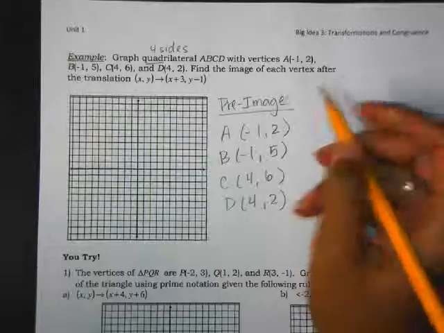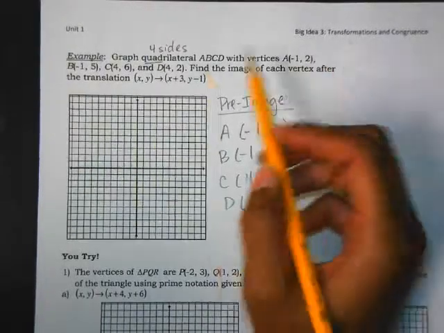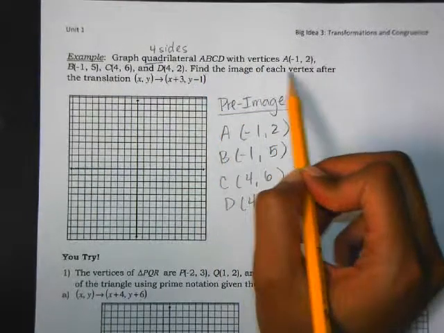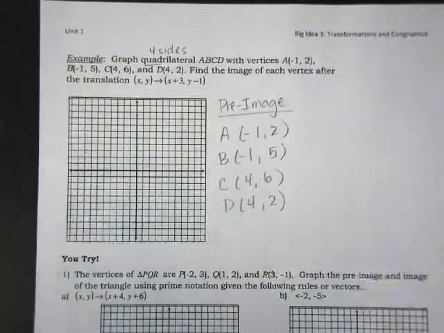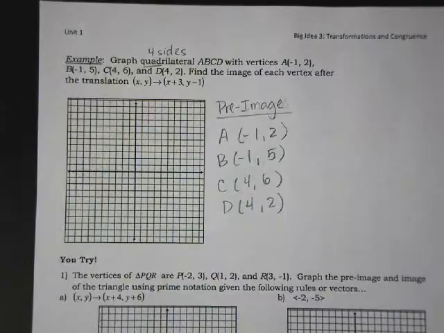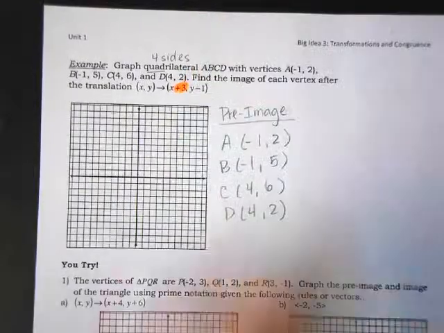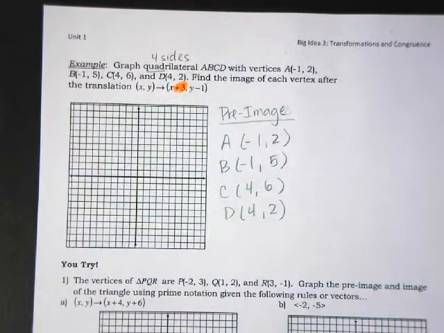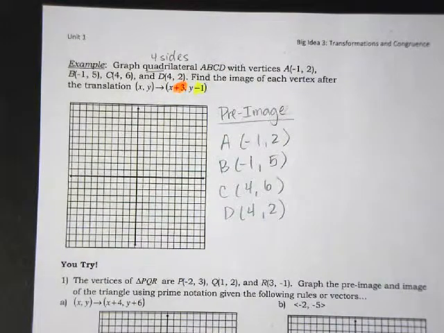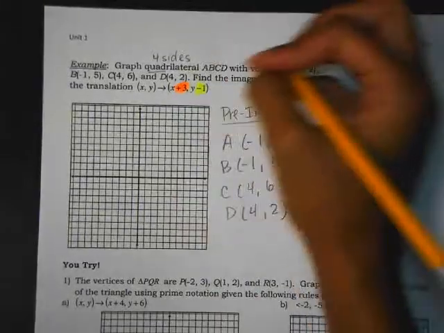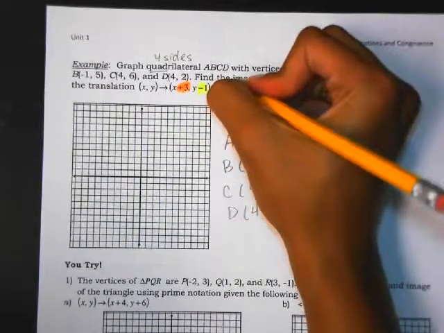Now let's look at the rule. Find the image of each vertex after this translation. So let's look at the rule. Our a is +3, and our b is -1. So let's write down in words what that means. We're going to move our image right 3, and once we get there, we're going to go down 1.